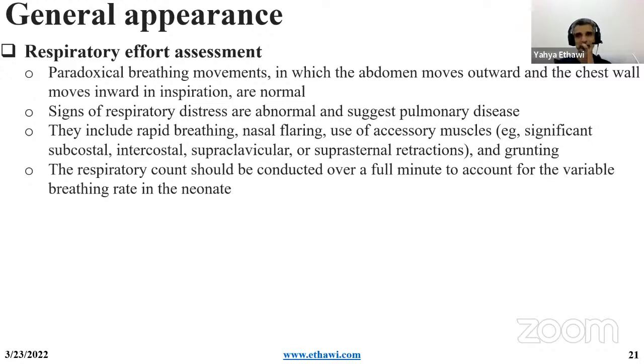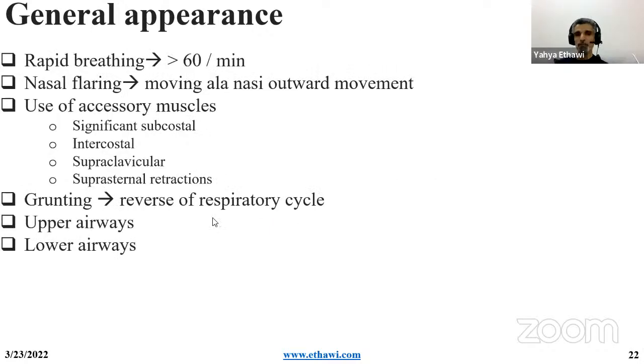Okay. Anybody knows what grunting is? Grunting is a protective mechanism to prevent. Yeah, but what is it? I know Taha is a man, and he's tall, and his weight is, I know that, but what is it? Grunting is the reverse of the respiratory cycle. I think she read it from here. So what is the reverse of the respiratory cycle?